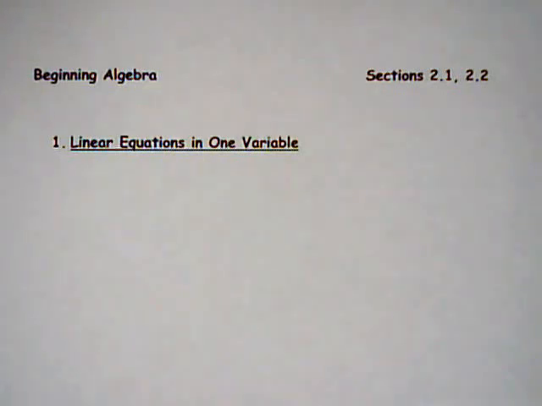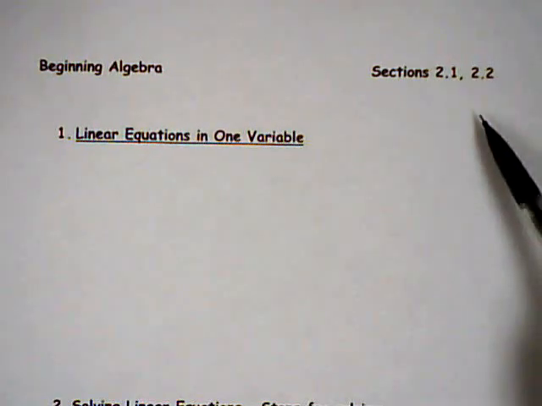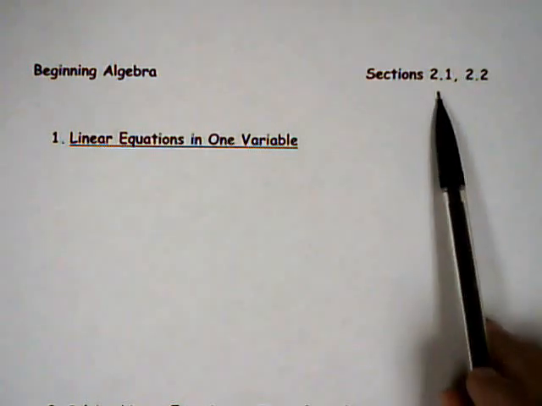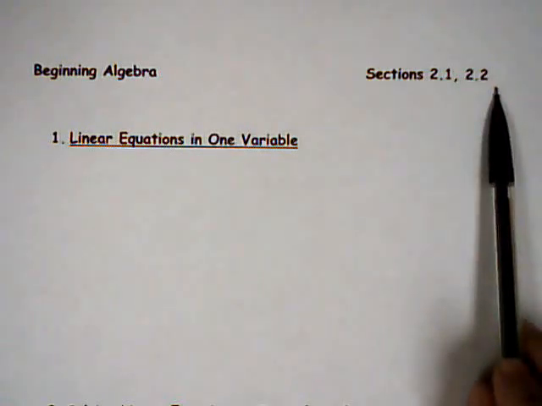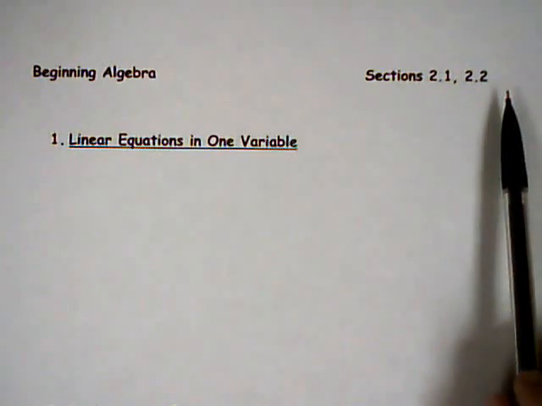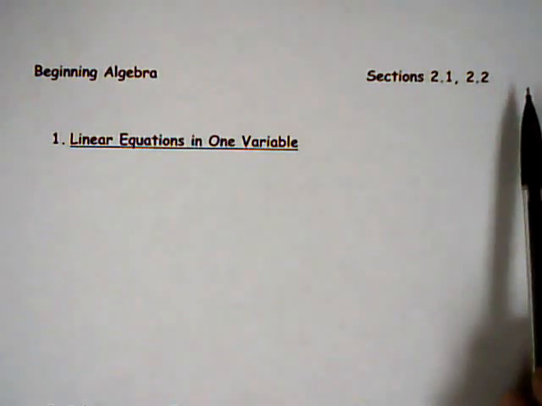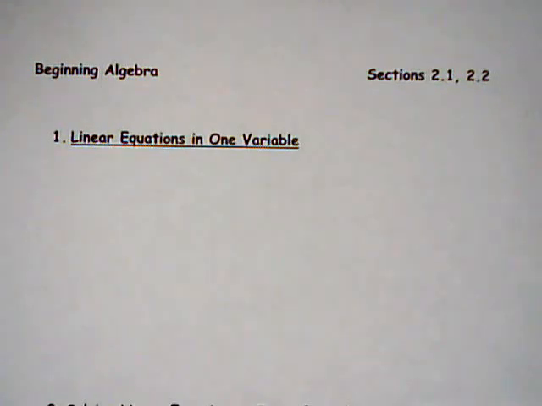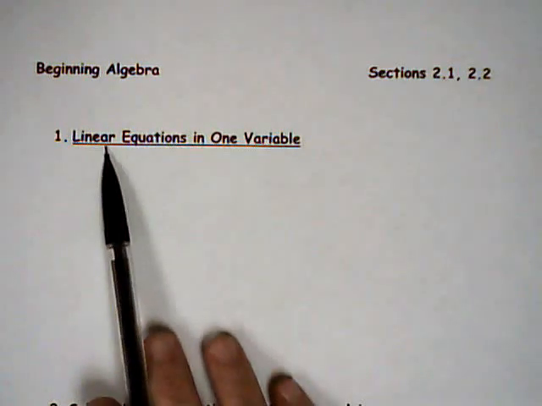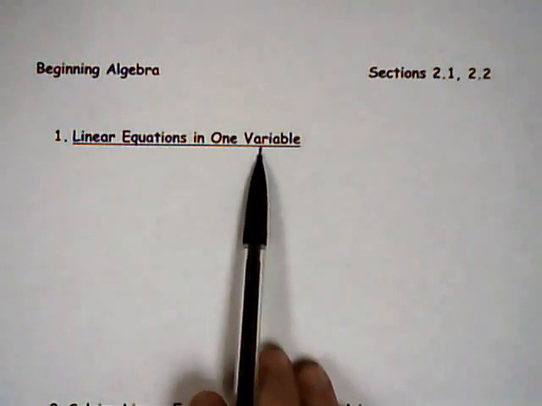Chapter 2 is going to be on solving linear equations, and for this lesson, I'm going to combine 2.1 and 2.2 into one lesson. Like I said, throughout the entire Chapter 2, we're going to be solving equations. The types of equations that we're going to be talking about are what we call linear equations in one variable.